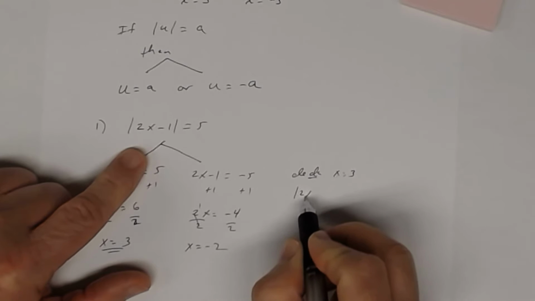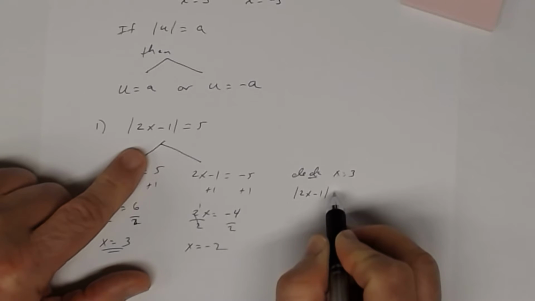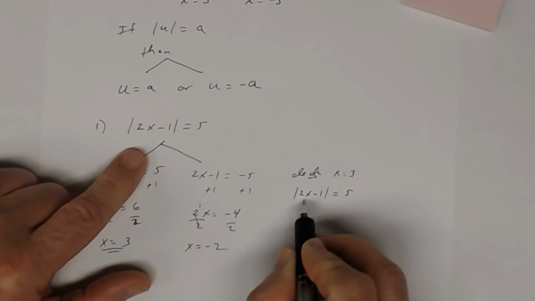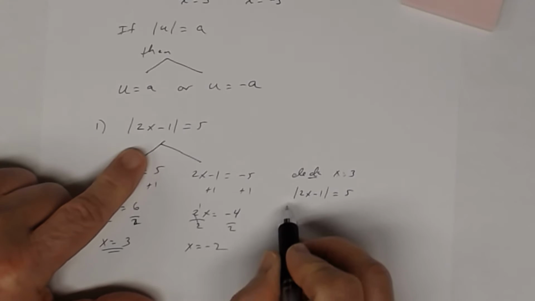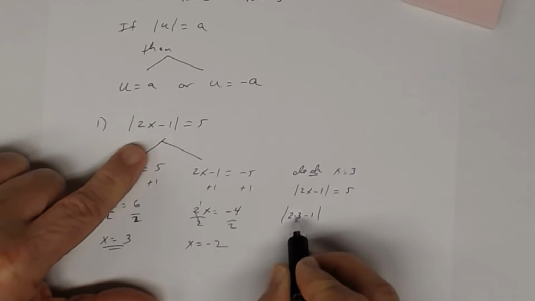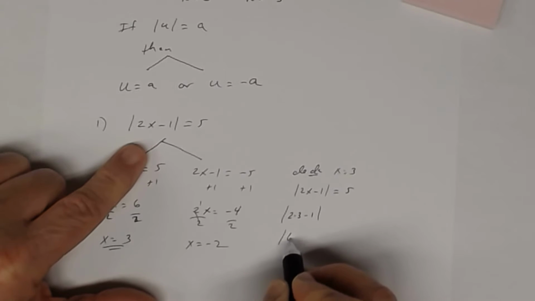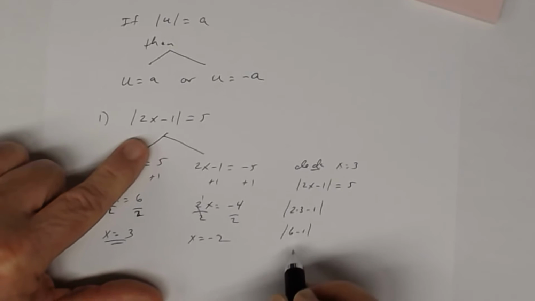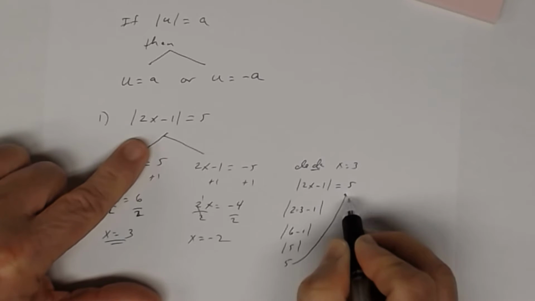The original is the absolute value of 2x minus 1 equal 5. In place of x, you substitute 3. So I get the absolute value of 2 times 3 minus 1, and 2 times 3 is 6. So I get the absolute value of 6 minus 1. 6 minus 1 is 5, and the absolute value of 5 is 5, which is what I wanted.